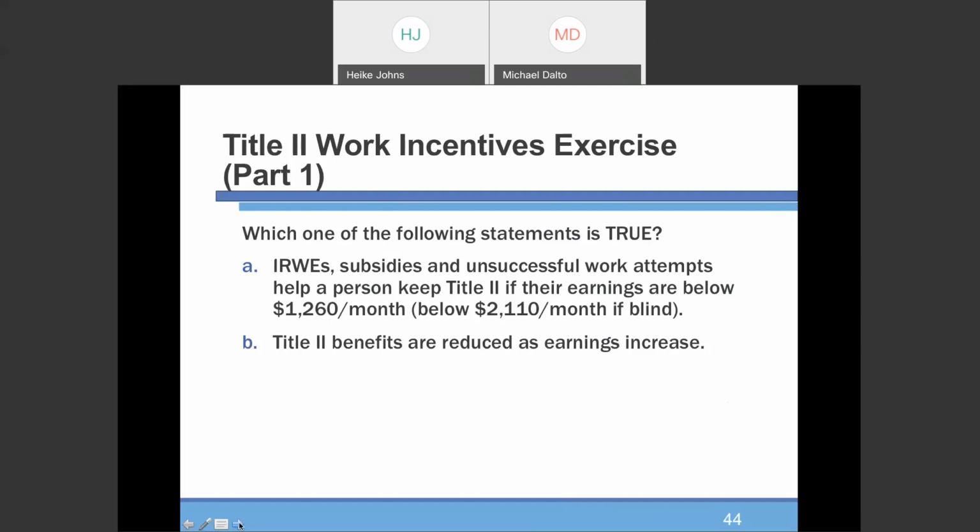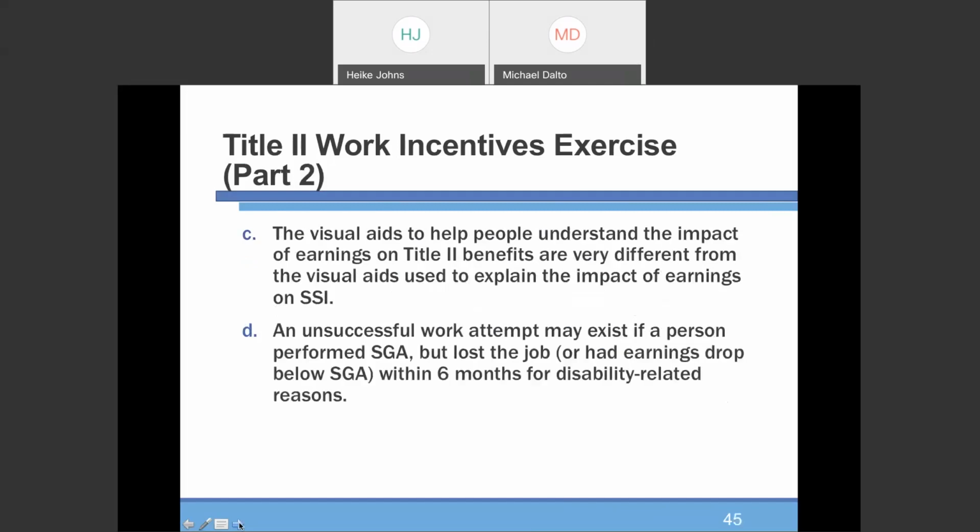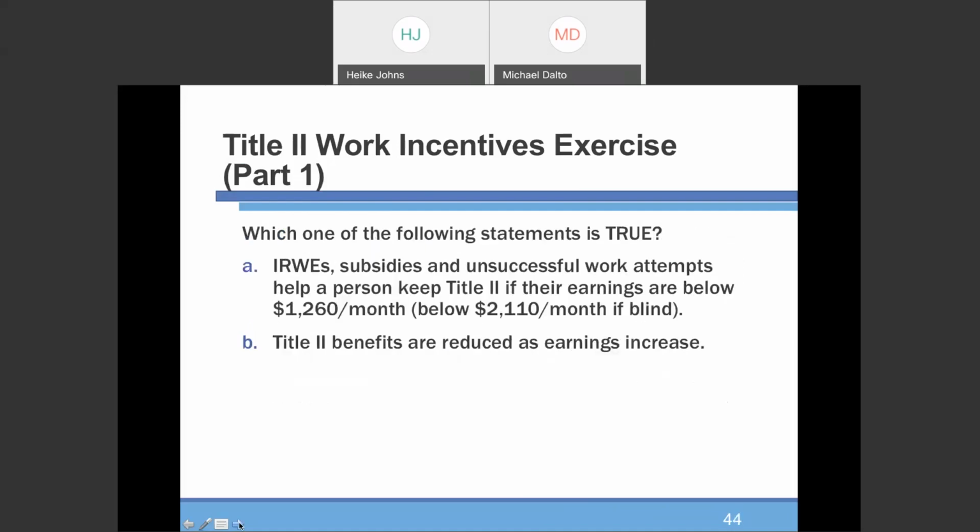B, Title II benefits are reduced as earnings increase. C, the visual aids to help people understand the impact of earnings on Title II benefits are very different from the visual aids used to explain the impact of earnings on SSI. Or D, an unsuccessful work attempt may exist if a person performed SGA but lost the job or had earnings drop below SGA within 6 months for disability-related reasons. Give you one more look at these 4 options. Again, you want to pick the one statement that's true.